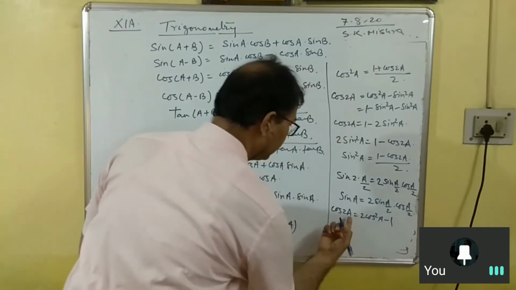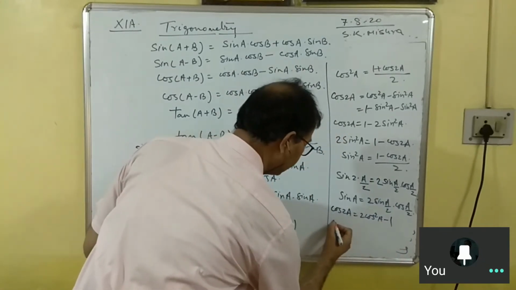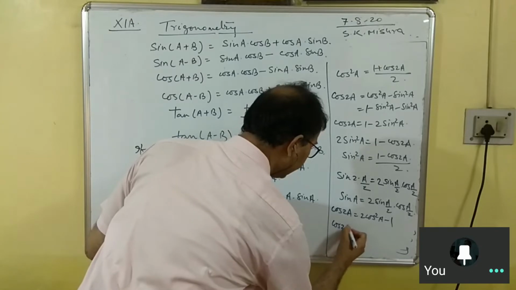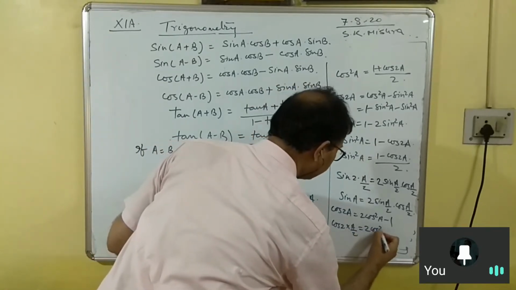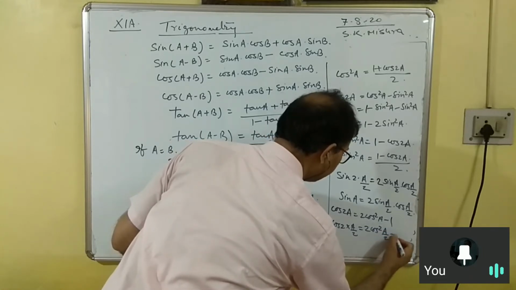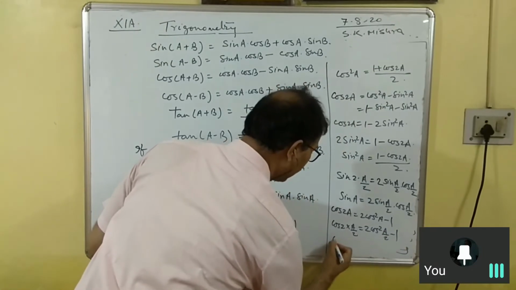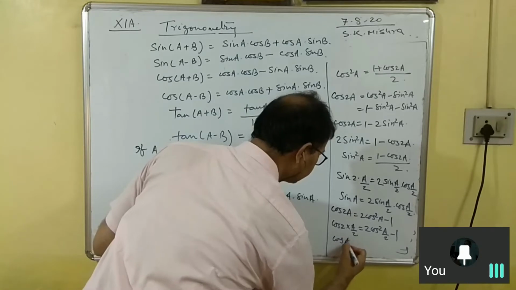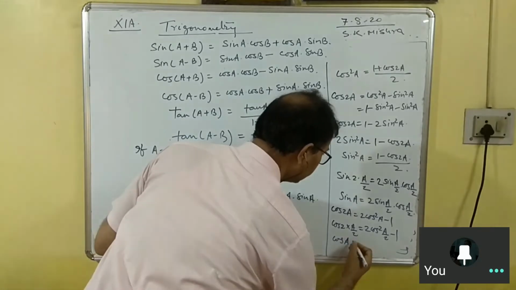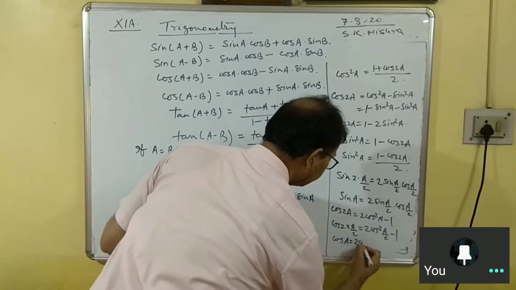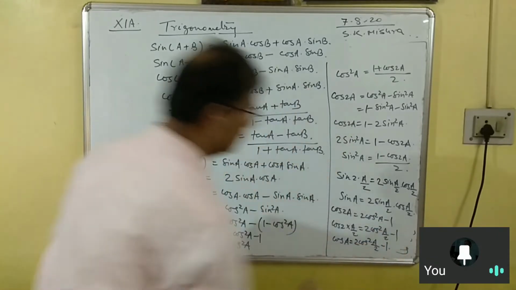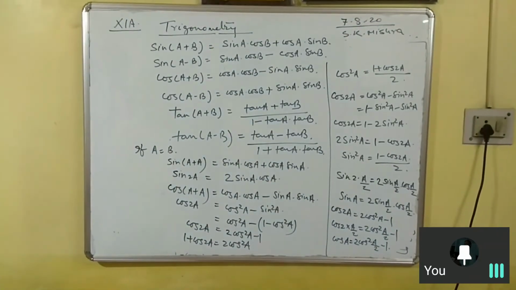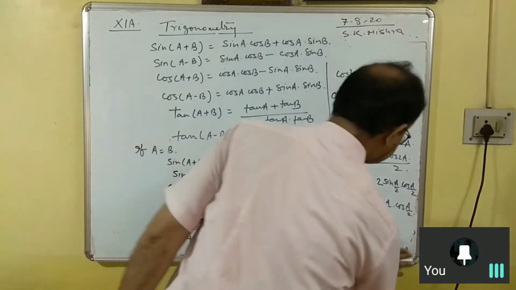So the moment you put A by 2, then cos 2A means cos A. This is 2 cos square A by 2 minus 1, so it's simply cos A. Then the formula reduces to cos A is equal to 2 cos square A by 2 minus 1. Okay, have you noted all this?